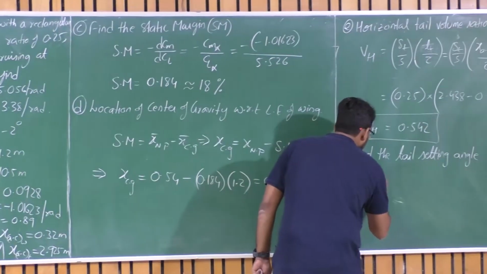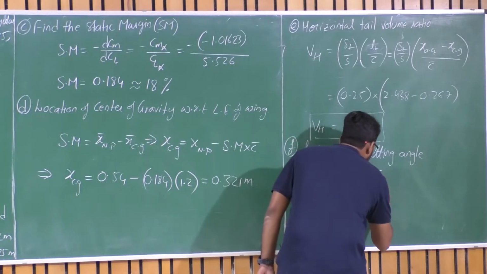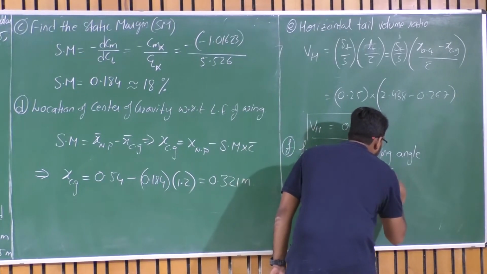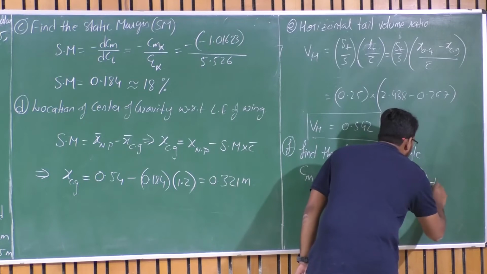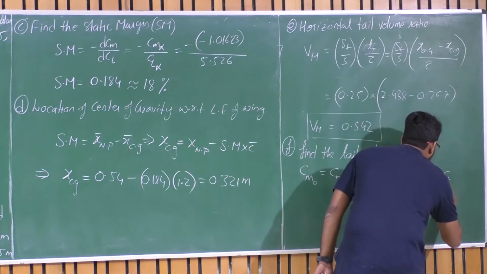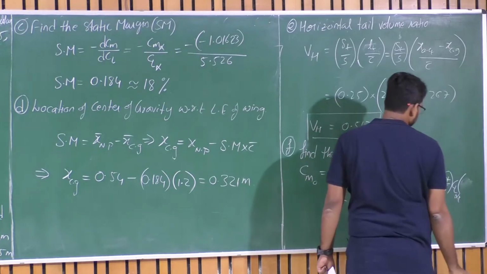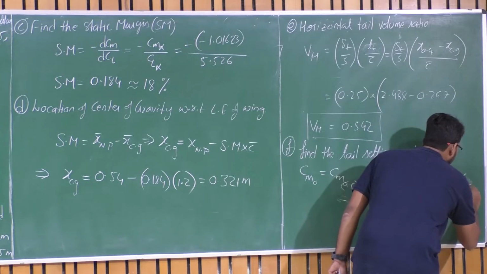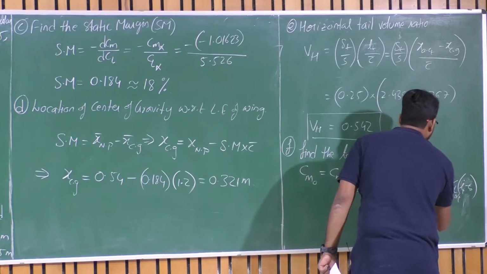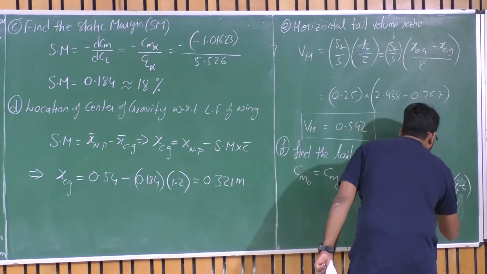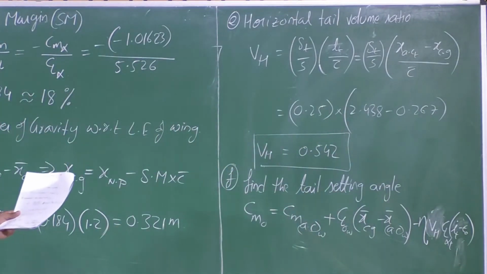CM naught is equal to CM AC of wing plus CL naught of wing times X bar CG minus X bar AC of wing minus eta ST upon S CL alpha of tail times 1 minus dou epsilon, sorry, I of t minus epsilon naught, multiplied by, or you can directly say VH, tail volume ratio. I am writing in terms of VH here. Since we have already calculated what is VH, I'm just substituting that there.